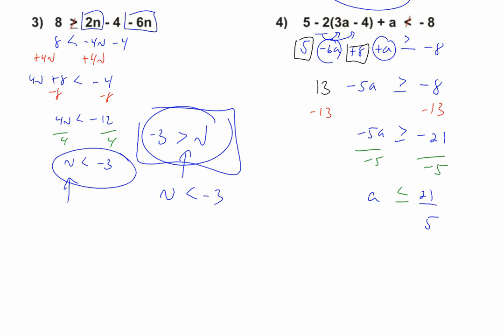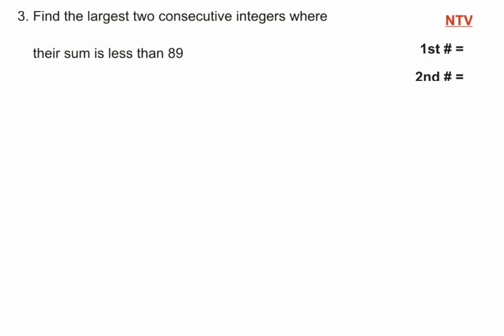All right, let's do the last problem here. Find the largest two consecutive integers where their sum is less than 89. All right, first thing we have to do is NTV. Who can name the variable? Christina? Okay, that's the first one.